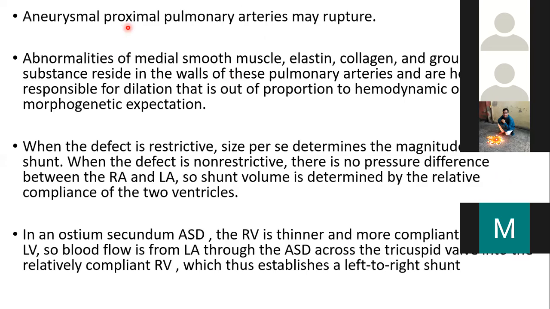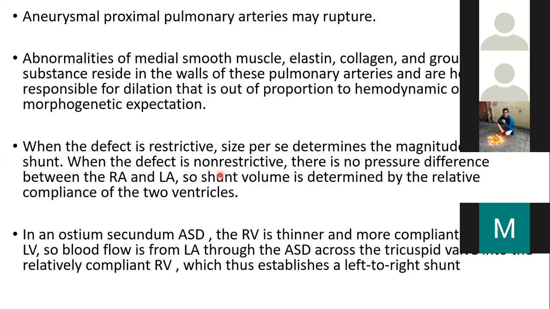So these aneurysmal proximal pulmonary arteries may rupture, and the abnormality can be in the medial smooth muscle or elastin or collagen or ground substance that reside in the walls of these pulmonary arteries, held responsible for dilatation out of proportion to the hemodynamic or morphogenic expectation. When the defect is restrictive, the size per se determines the magnitude of the shunt. When the defect is non-restrictive, the pressure difference between the right atrium and left atrium matters.